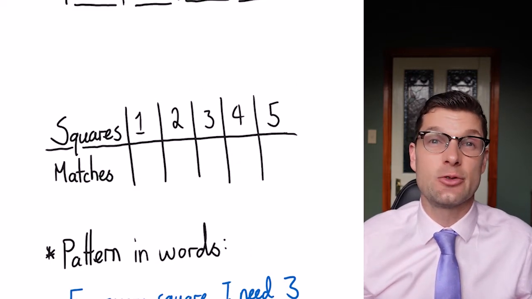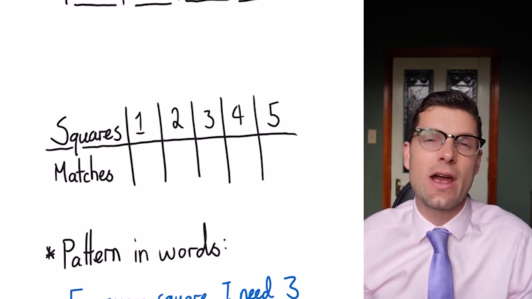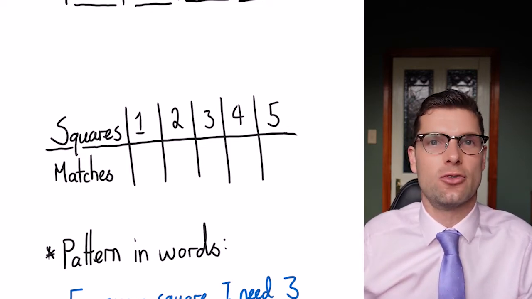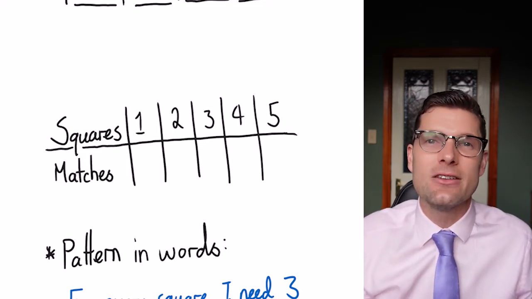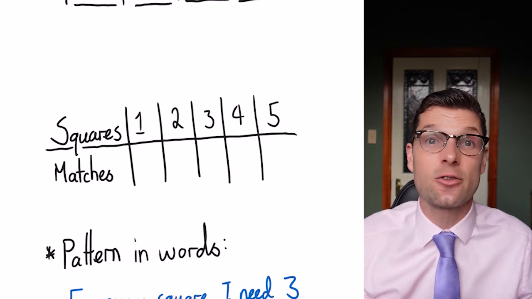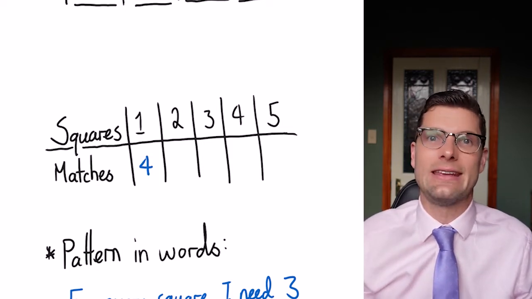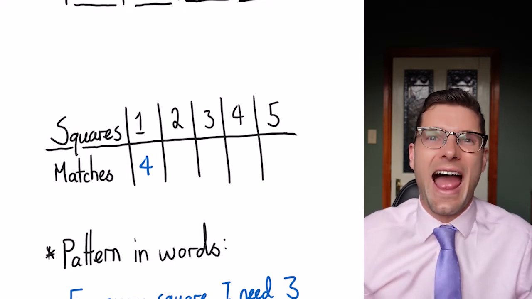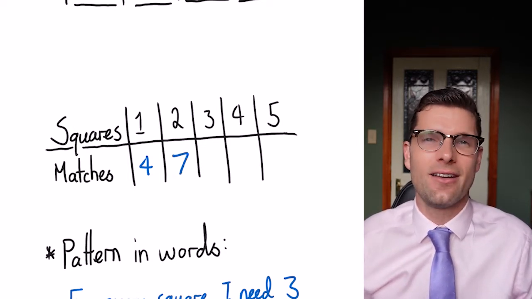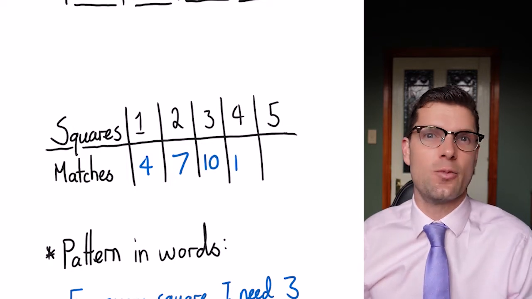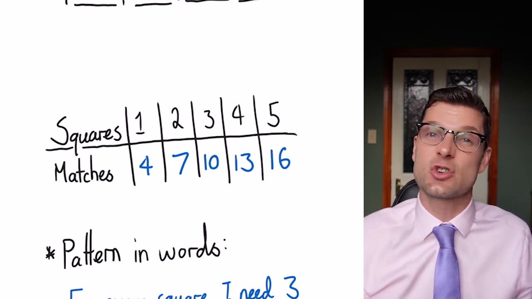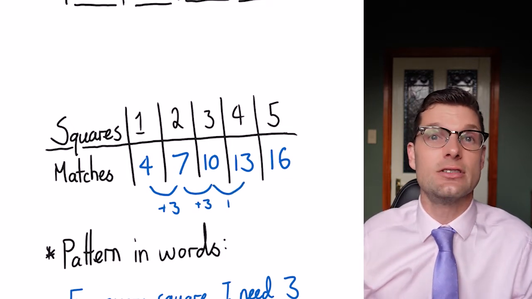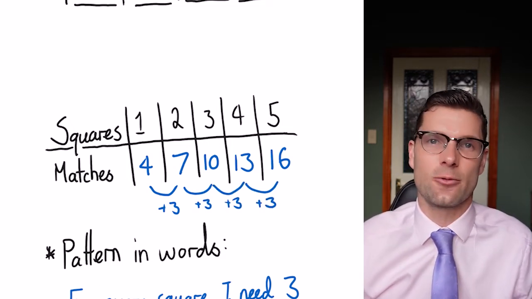So if I was going to put this into a table of values, I've got my squares up the top, and they're going up by 1 every time, just like we saw in that example. And we know that the matches started with 4. We need 4 to make that first square, otherwise we've got like a triangle or something. And then every time after that, we just need 3 additional matchsticks. So as squares goes up by 1, the matchsticks we need goes up by 3 after starting with 4.